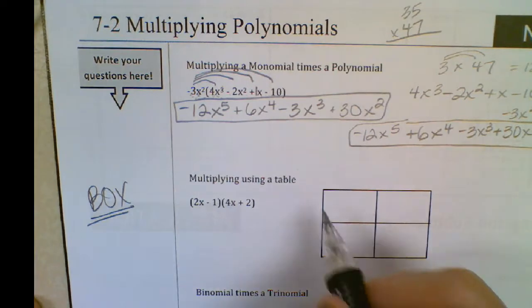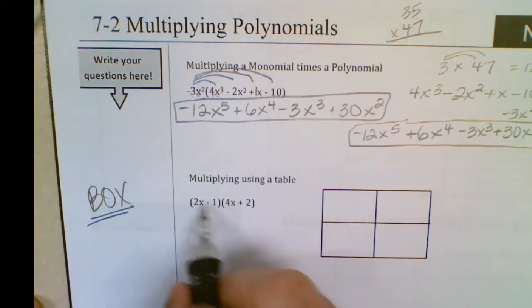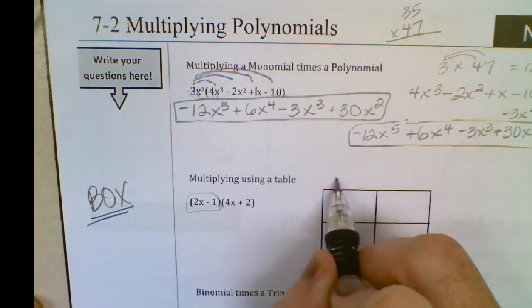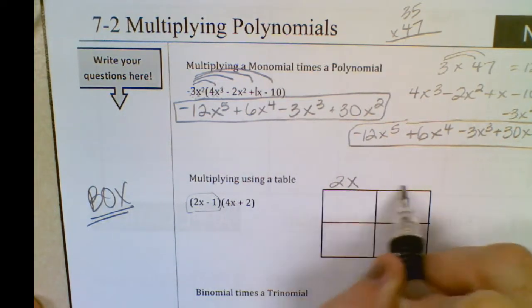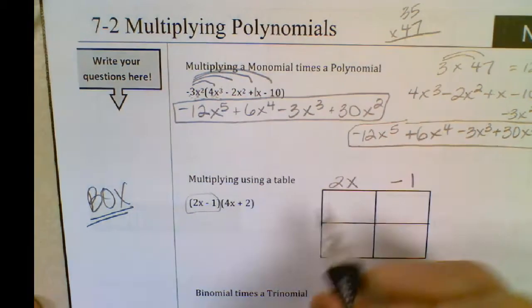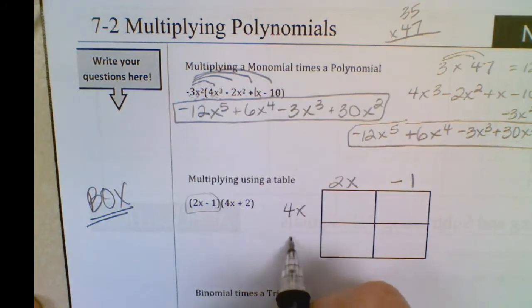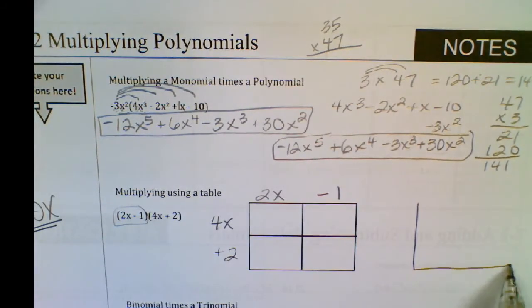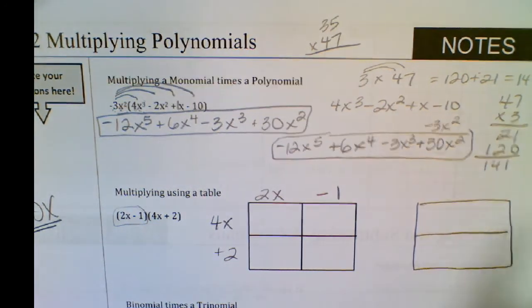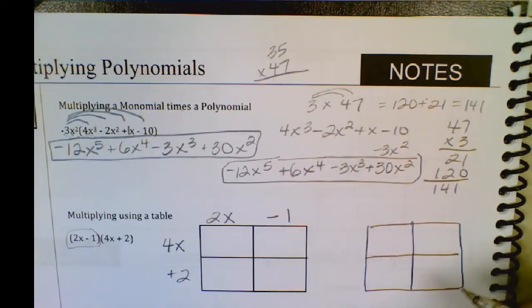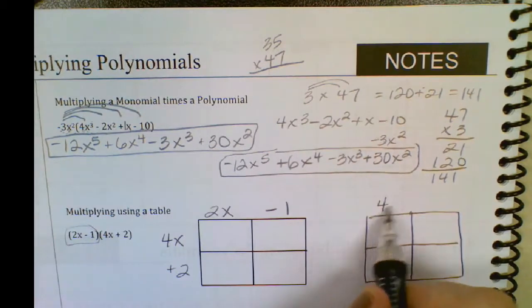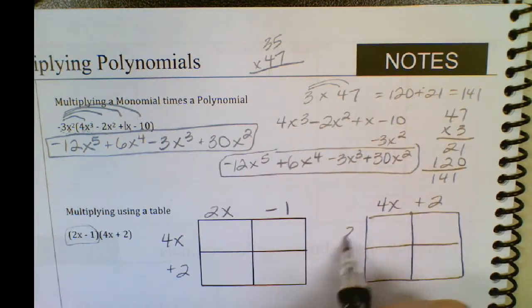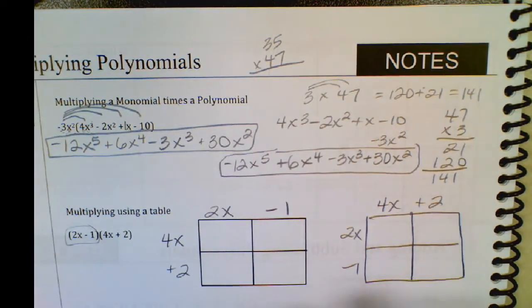Exactly the same thing. So you're going to take one of your polynomials and put it across the top, one term in each box, and then the other one down the side. Now, it does not matter. I'm going to do it the other way too to show you. It doesn't matter which term you put on which side of the box. So in this one I'm going to put 4x plus 2 and 2x minus 1. Either one is fine.